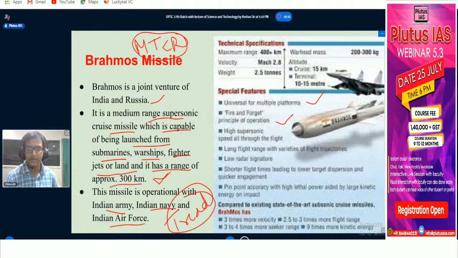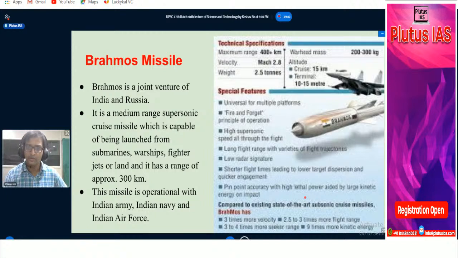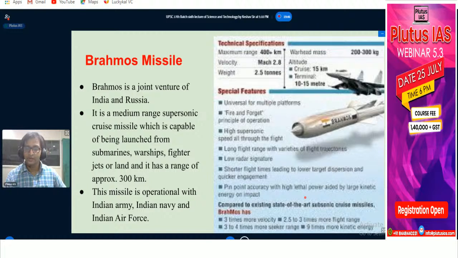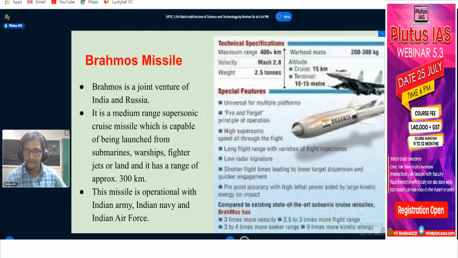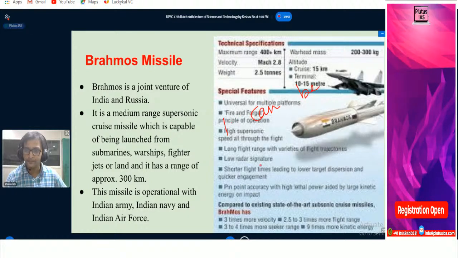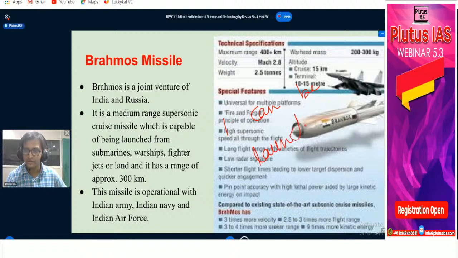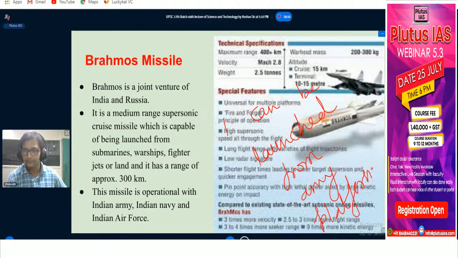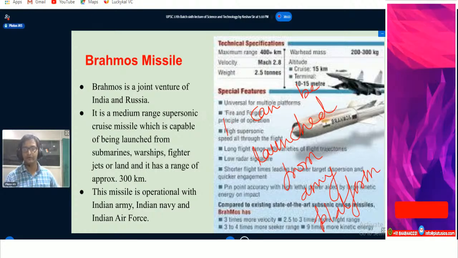You can write, I'm dictating because it is not visible very much. Write down BrahMos missile. First point, can be launched from any platform.